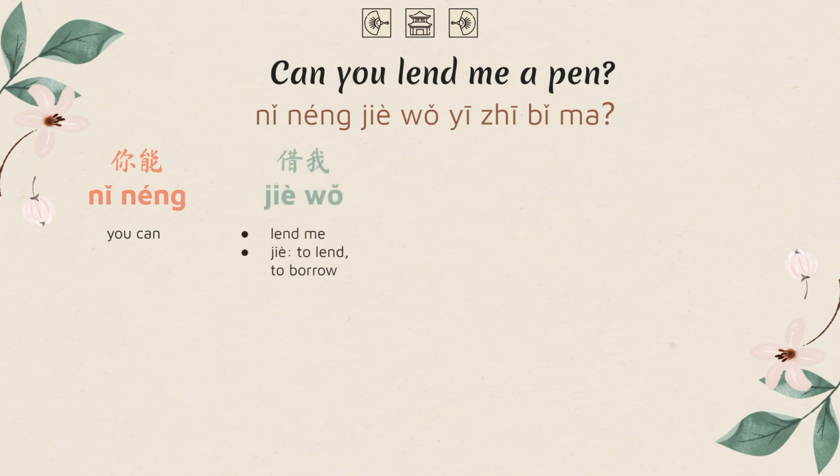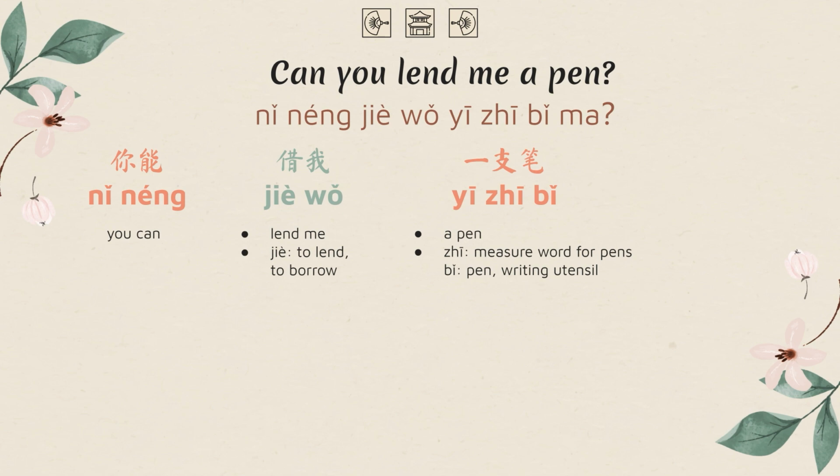借我 means to lend me. 借 means to lend or to borrow. And we'll see in a second how you can differentiate if it's used to mean to lend or to borrow. 一支笔 means a pen.